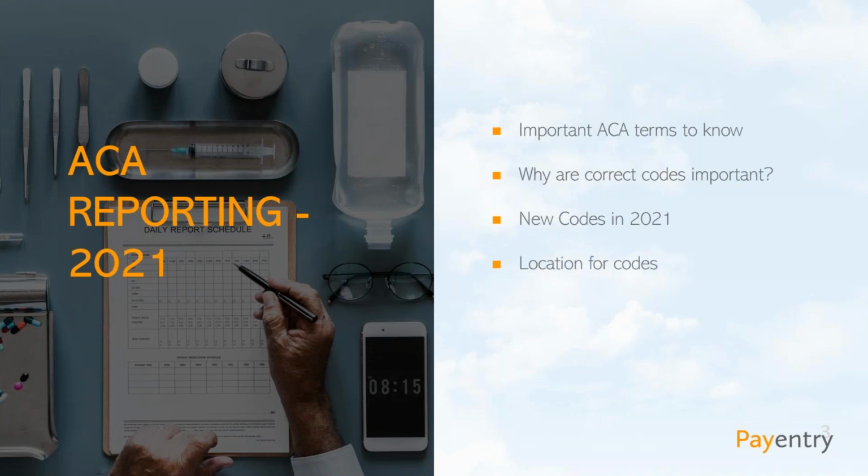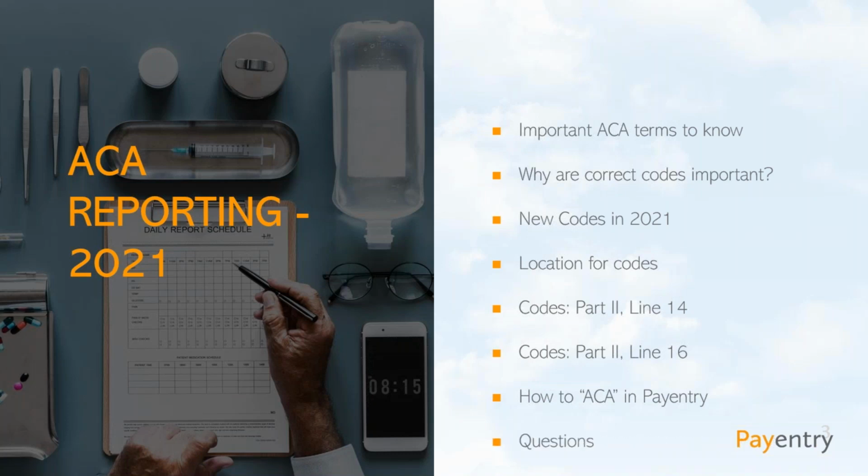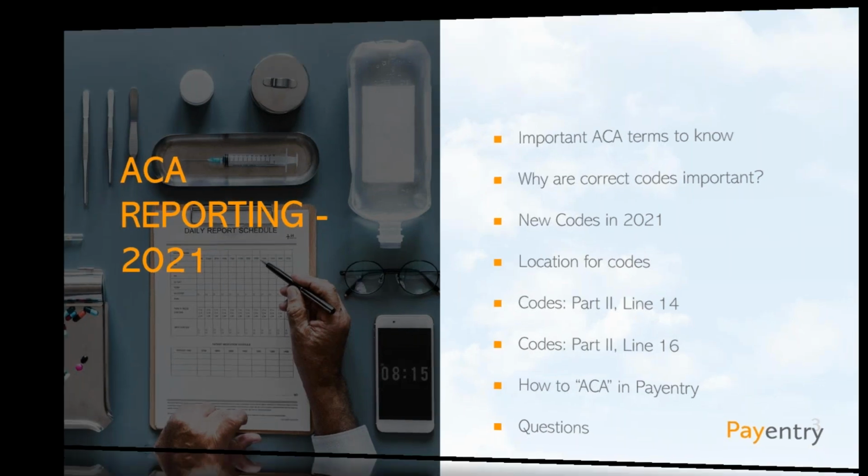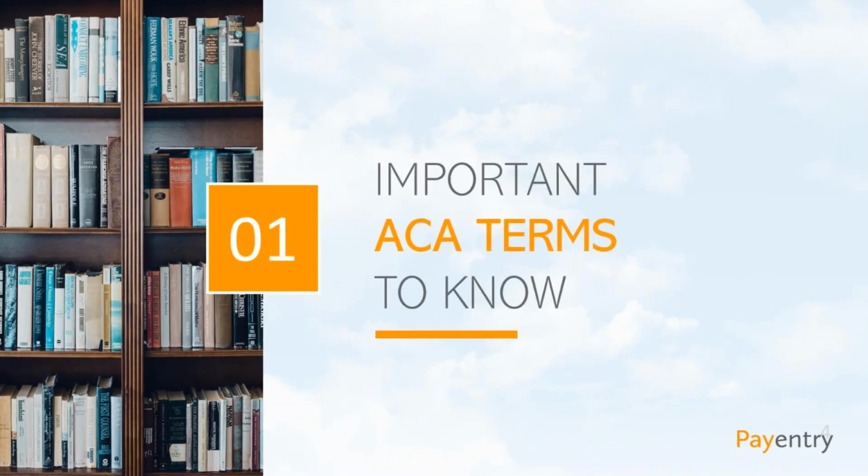And we're going to talk about also where to put the codes on the form or where they go if you're doing your own. Normally we do them for you. We're going to talk about the codes for Part 2, line 14, the codes for Part 2, line 16, and then how to do ACA in Payentry. That's the piece I think a lot of you would like to know. And then there will be a Q&A at the end. If you have any questions as we go through this today, go ahead and write them down in the questions box on your screen, and then we'll deal with them at the end.